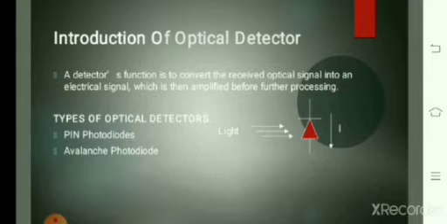Introduction of optical detector. The optical detector's function is to convert the received optical signal into an electrical signal, which is then amplified before further processing. The types of optical detectors are PIN photodiodes and avalanche photodiodes.